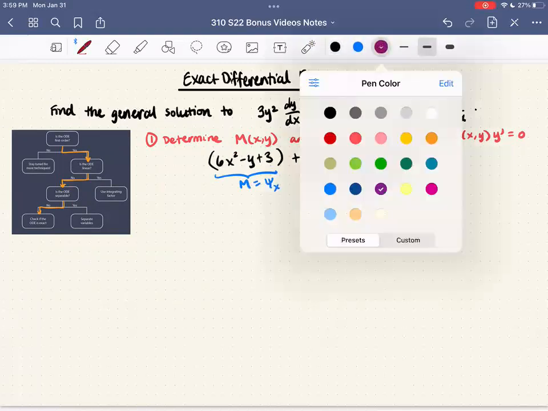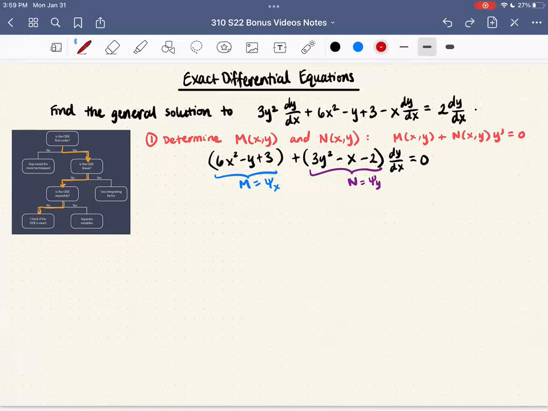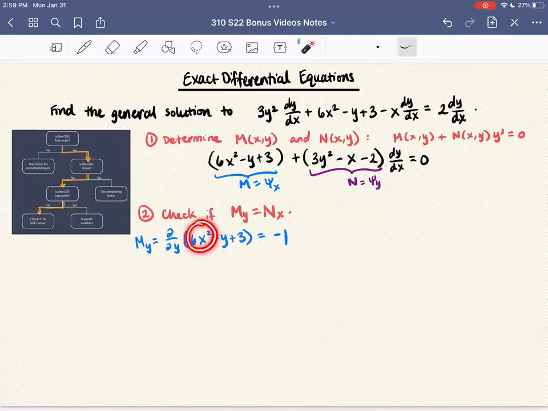So let's check. Let's go to our second step here. To check if the differential equation is exact, we need to check whether the partial of M with respect to y is equal to the partial of N with respect to x. So let's go ahead and do that. The partial with respect to y of capital M is the partial of 6x squared minus y plus 3. That gives us negative 1, because the 6x squared we treat as a constant.